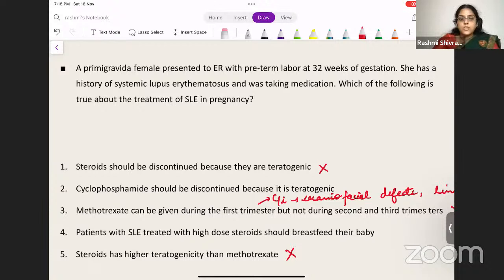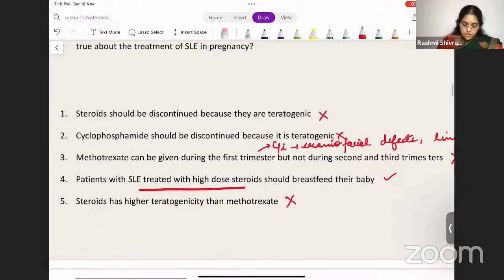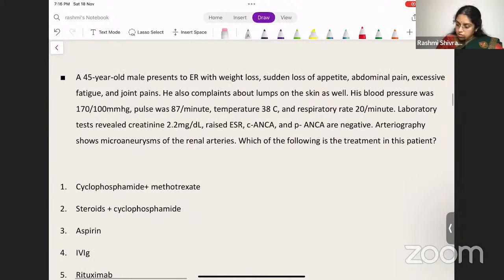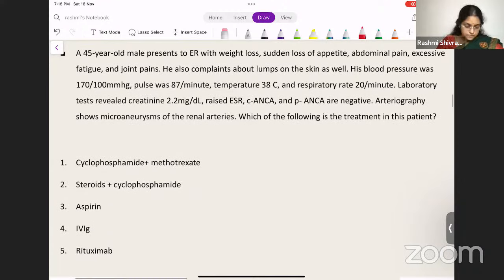So, what is the most appropriate answer for this question? Cyclophosphamide is also teratogenic, right? So that can also be discontinued. Patients treated with SLE can actually breastfeed their baby. Which are the drugs contraindicated in breastfeeding? It is mainly methotrexate and cyclophosphamide, right? Yes. So moving on to the third question.